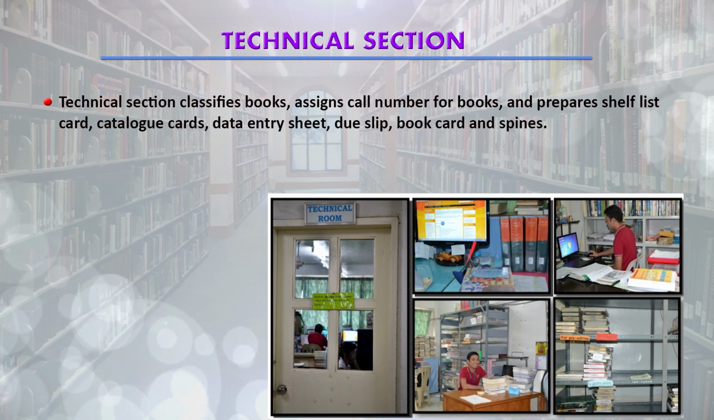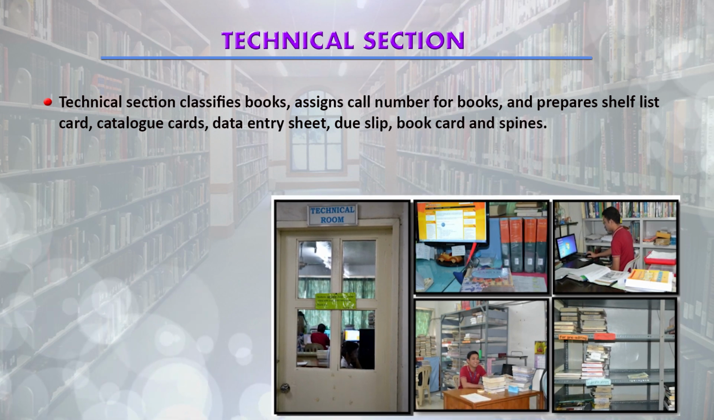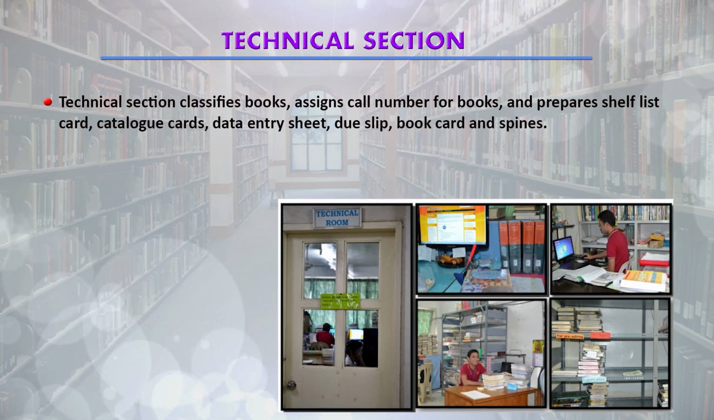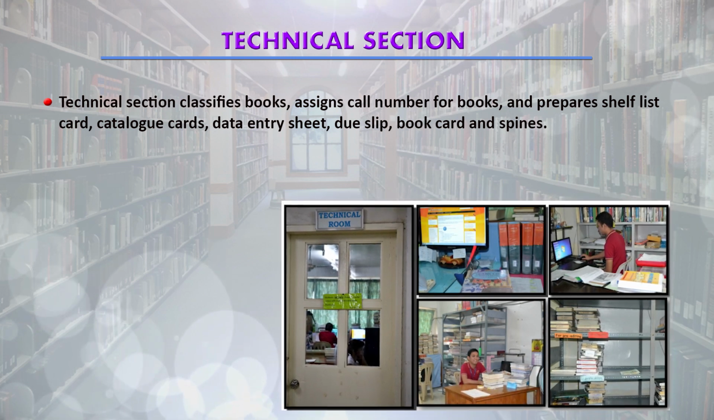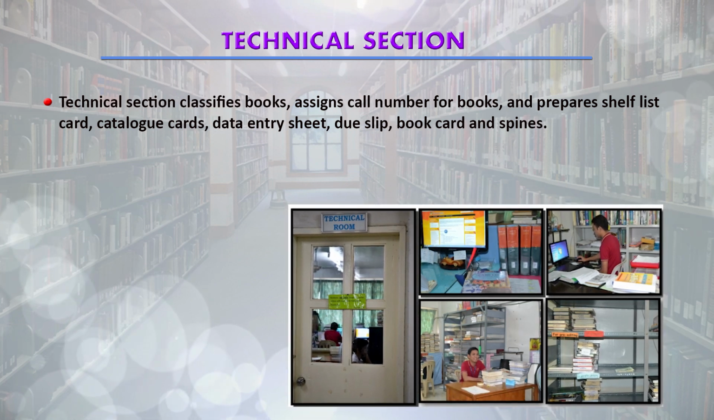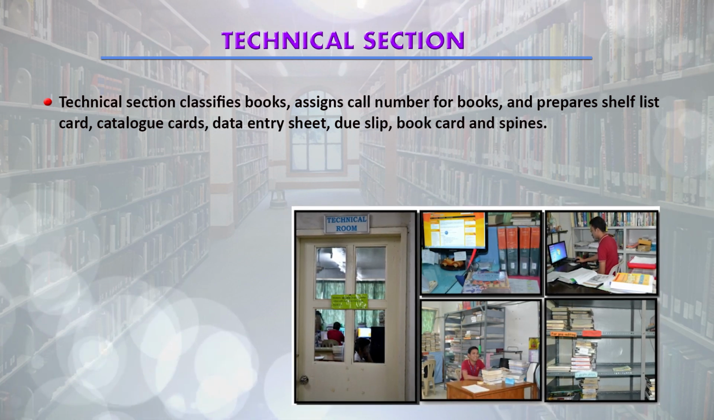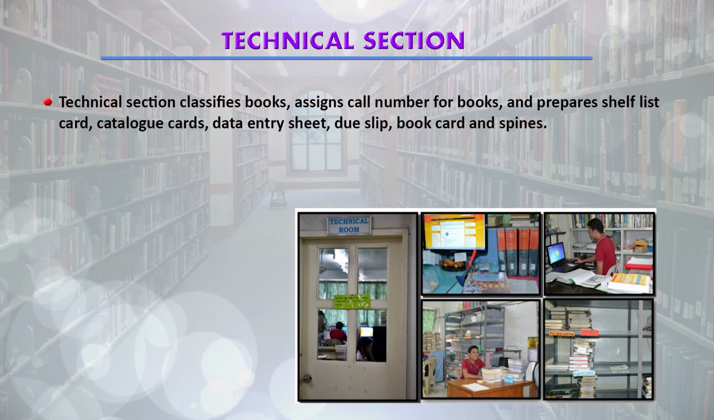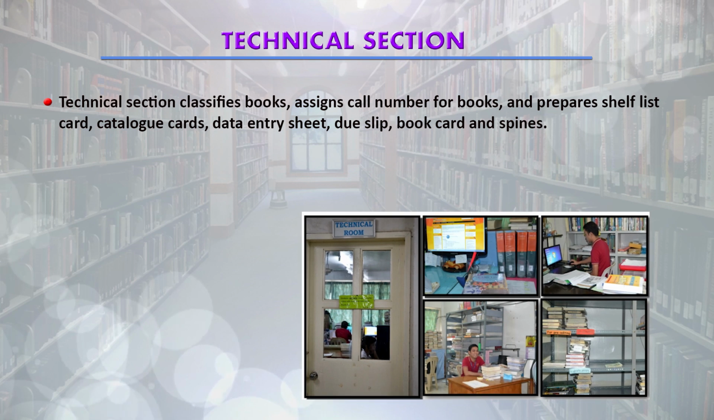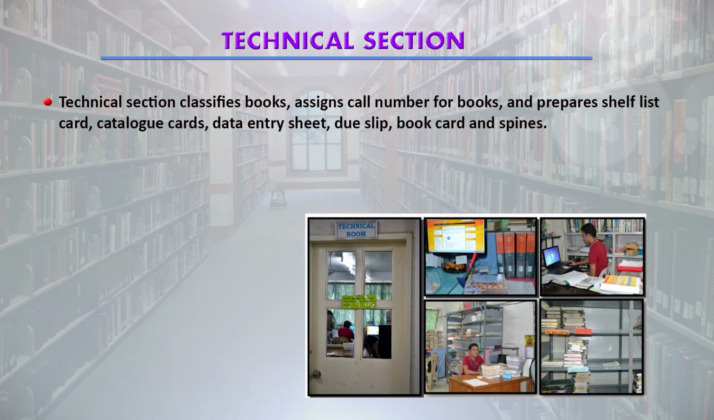This is generally known as physical processing. The technical section work is divided into two parts: technical processing like classifying, cataloging, assigning subject headings, and the other part is physical processing, where the spine label, book pocket, and book card are pasted in the book.